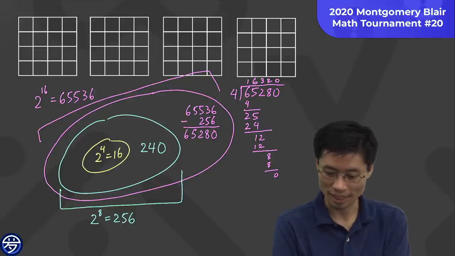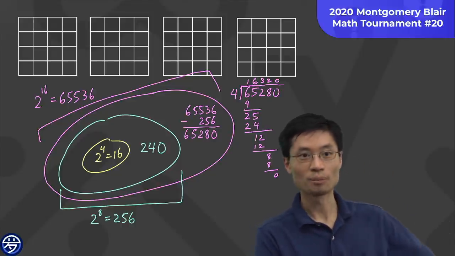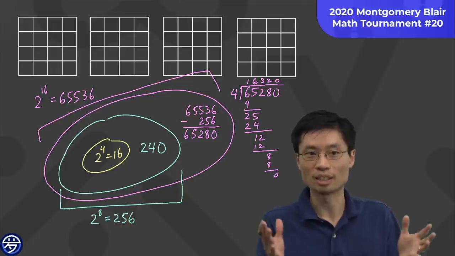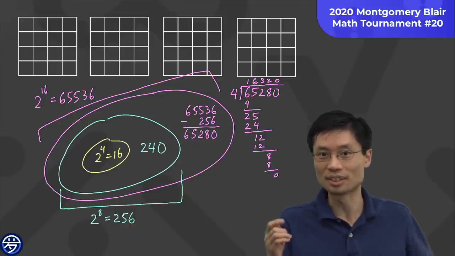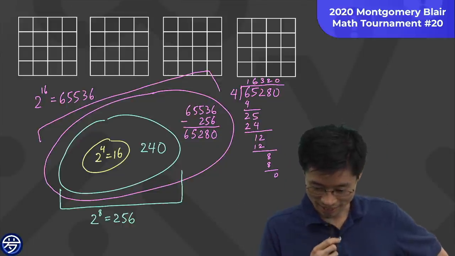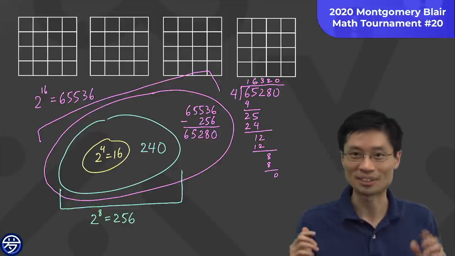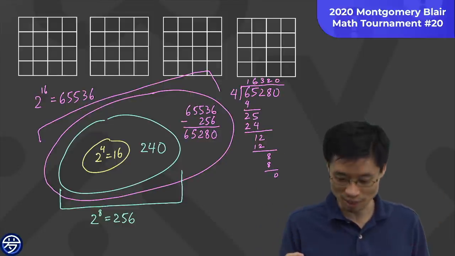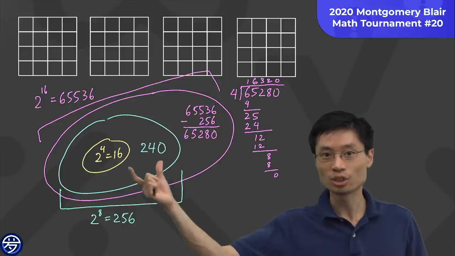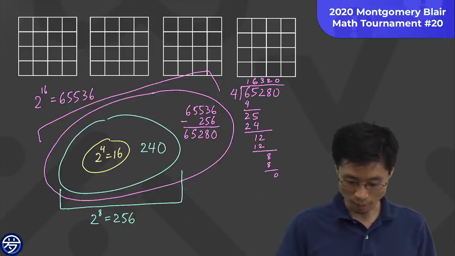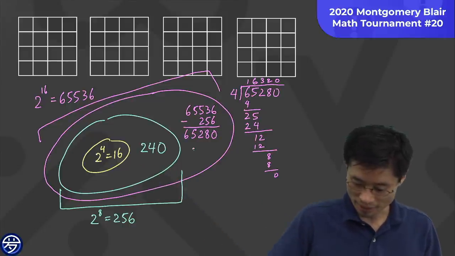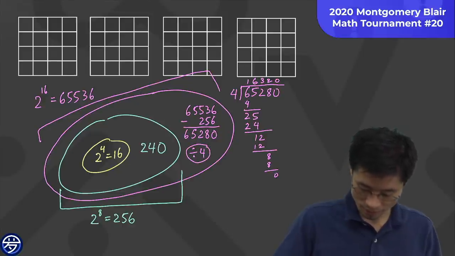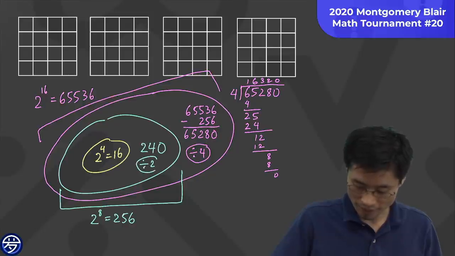16320, do I believe that? Hopefully people can help me double check. It's entirely possible that I make mistakes when I do this division. So let's see, 12, yeah, it seems reasonable. Okay, 16320. Next thing is I need to add 240 divided by 2. Remember what I have to do here. This guy has to divide 4. This guy has to divide 2. And the other one doesn't have to divide.